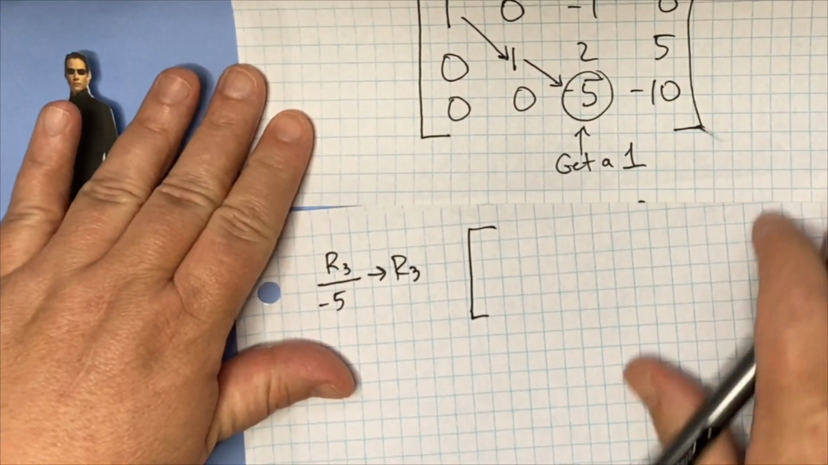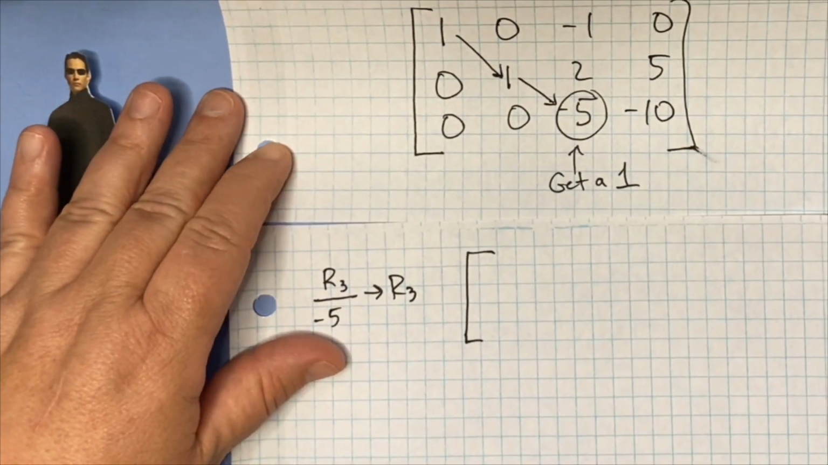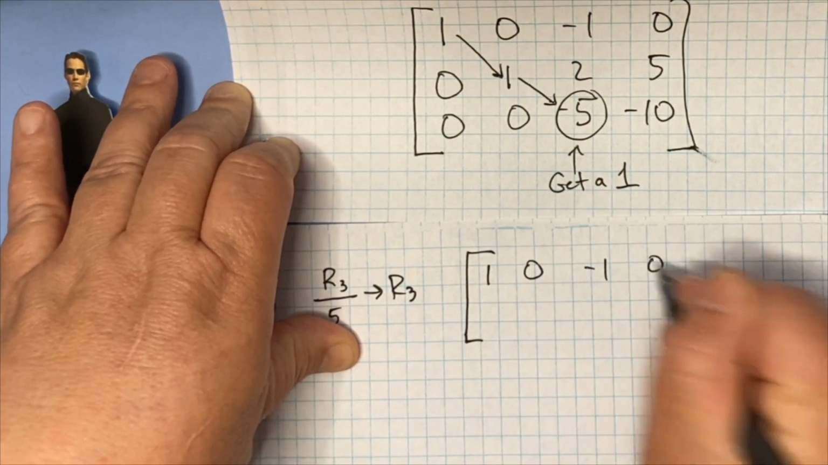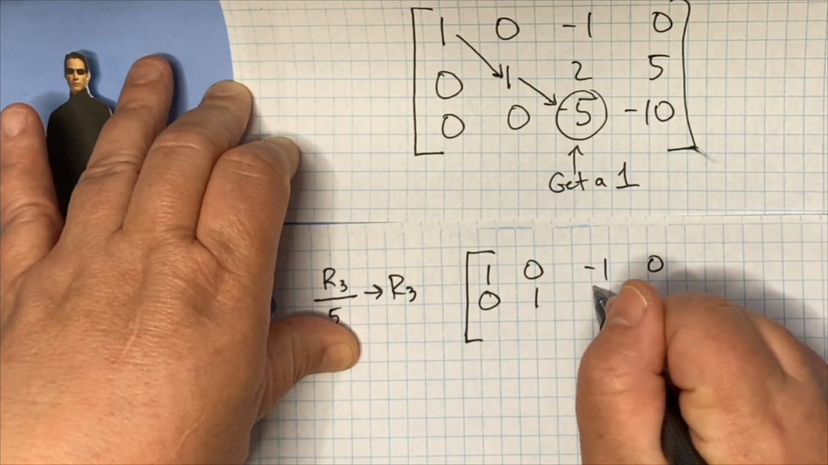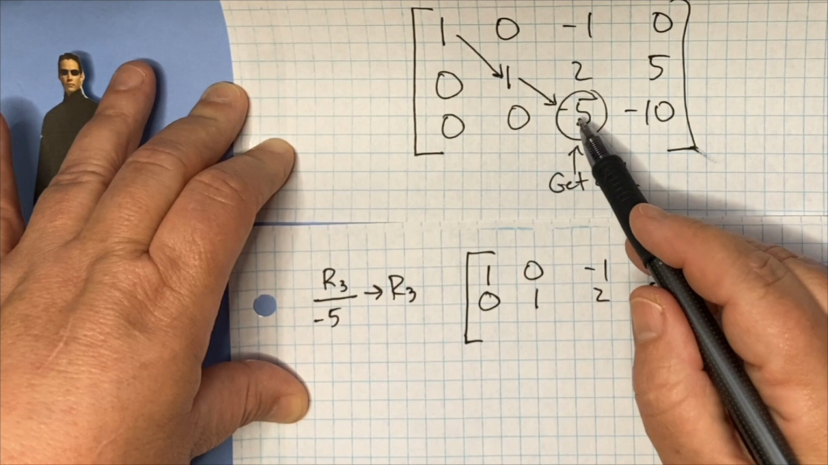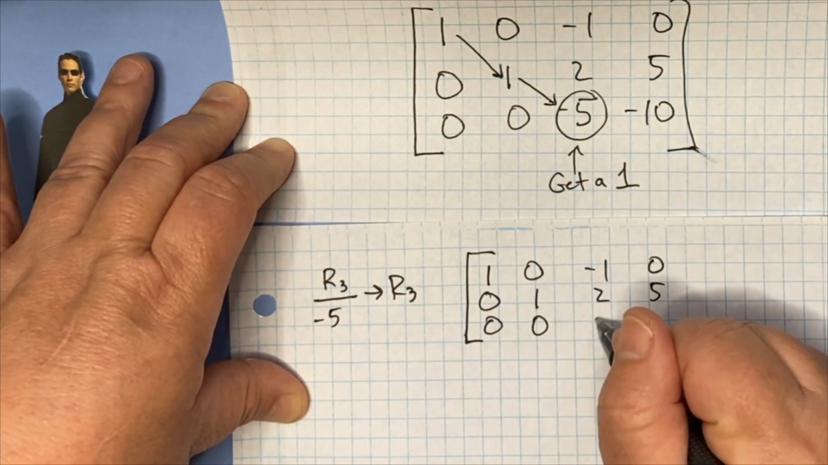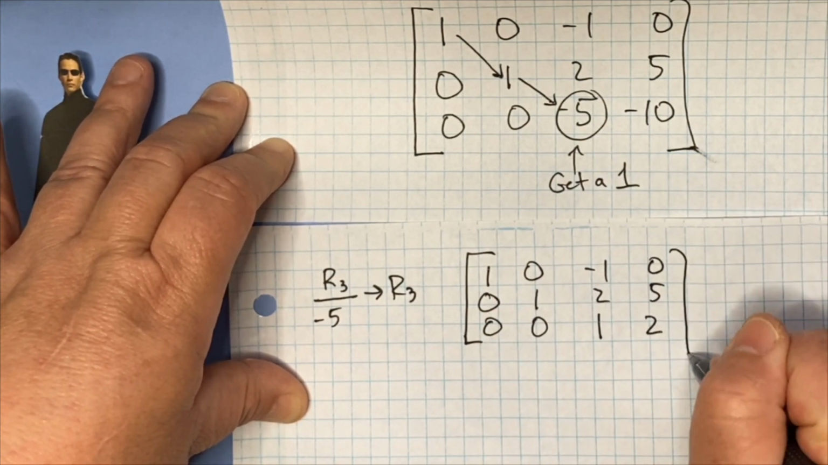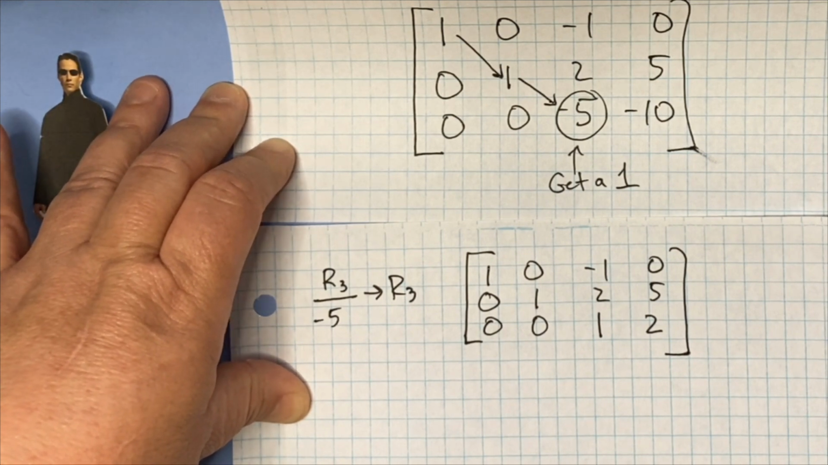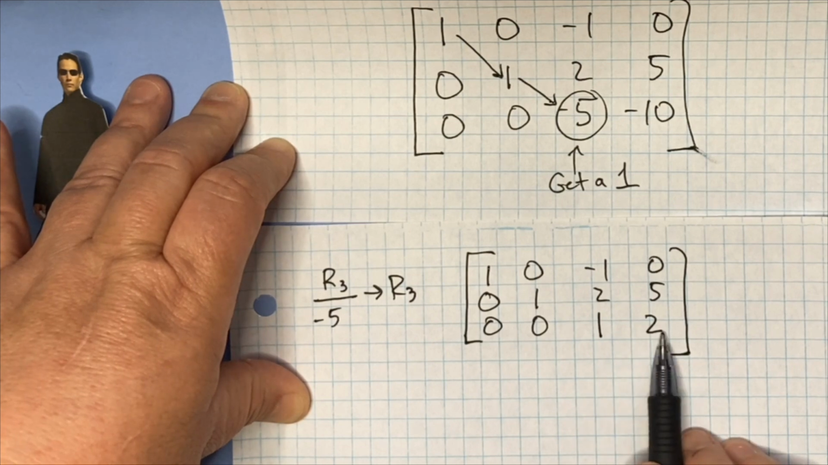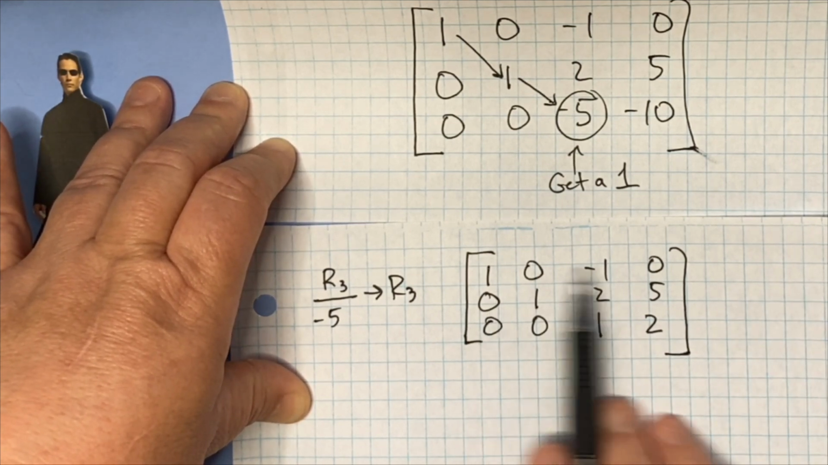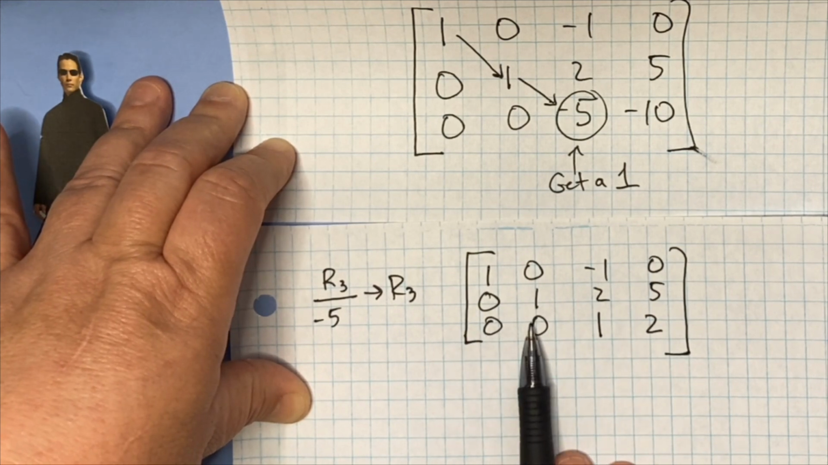Okay. So 1, 0, -1, 0, 0, 1, 2, 5. And then I'm going to divide by -5, so I get 0, 0, 1, 2. Take a look at that. We are almost there. Very exciting. I already know that z equals 2, so I'm going to need 2 of that pill. But we would have to do back substitution, so we don't want to do that.